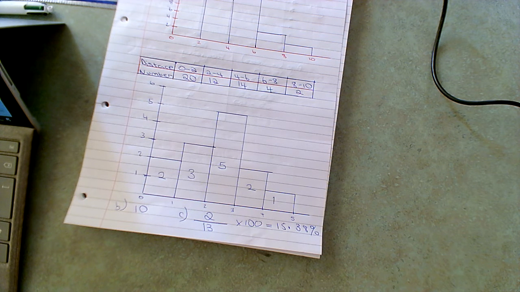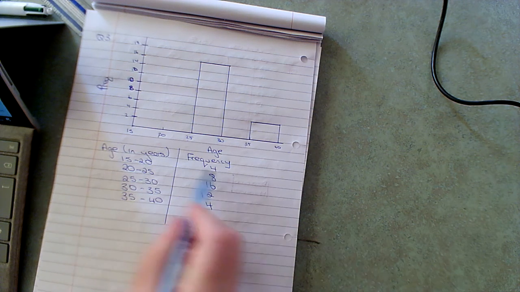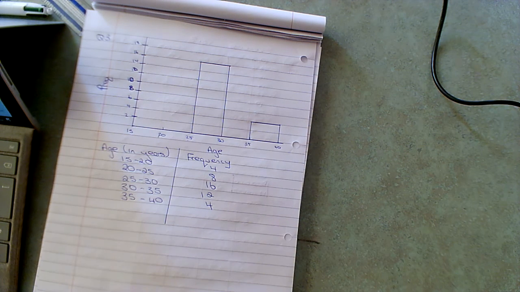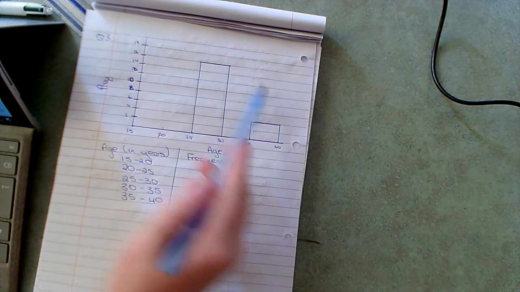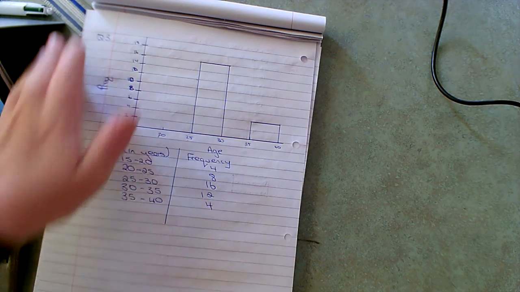And now I'm going to correct question 3. For question 3, I was told that the ages in years of a group at a party were recorded. The results are shown in the table below, so this table here. I'm asked to copy and complete the histogram shown below, so I have copied what they have given me in the book, and I need to now complete this histogram.